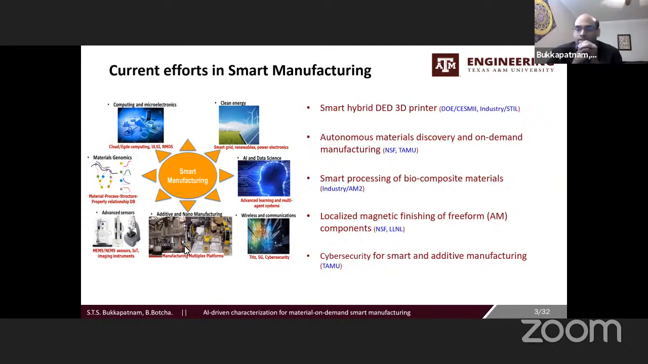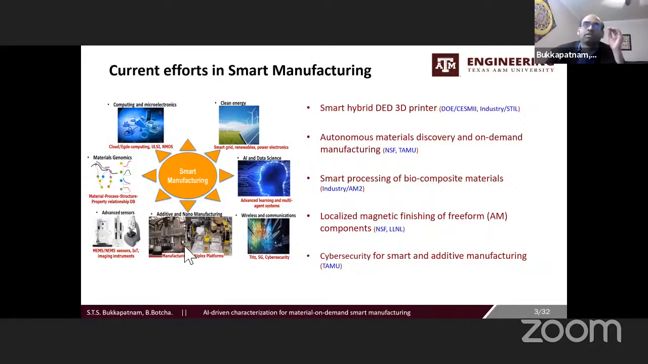And currently, Texas A&M has a very active research portfolio in smart manufacturing. What you're seeing are the 5 projects that we are currently undertaking, just our group, in this area. And today's talk would be based on the things that we are doing in the first 2 projects. The first one being the development of this hybrid 3D printer. And second is leveraging the capabilities of this printer for autonomous materials discovery and material on demand manufacture.